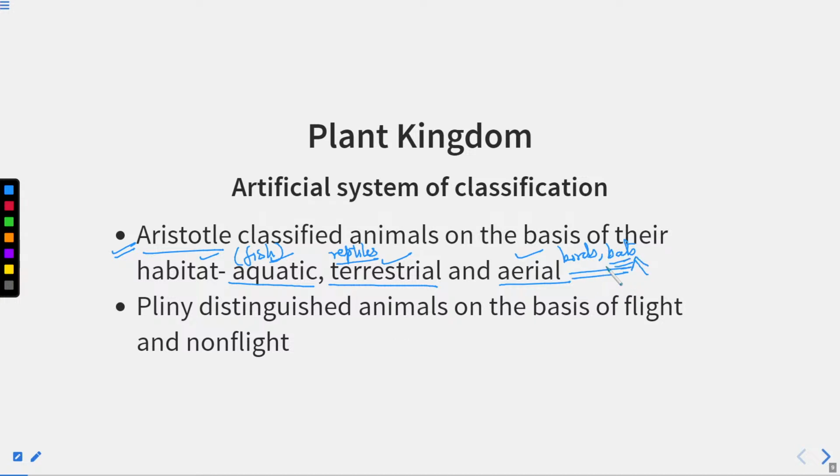So this is not a correct way of classification. We will discuss the drawback of this classification. Pliny also distinguished animals on the basis of flight and non-flight. So they are considering superficial characters, right?